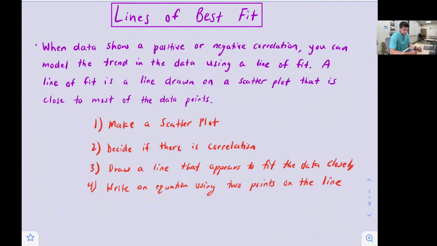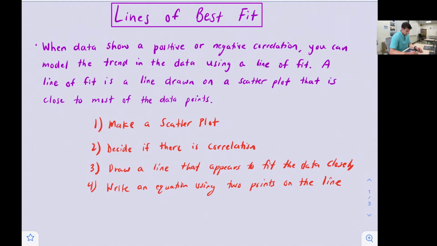Hello everyone, in this video we're going to talk about lines of best fit. So when we use lines of best fit is when we make a scatter plot. I have a video about scatter plots and I'll link that at the top right hand corner of the video right now if you want to go and watch that.